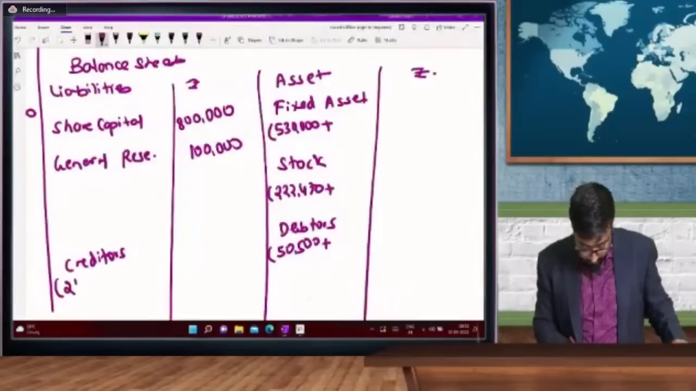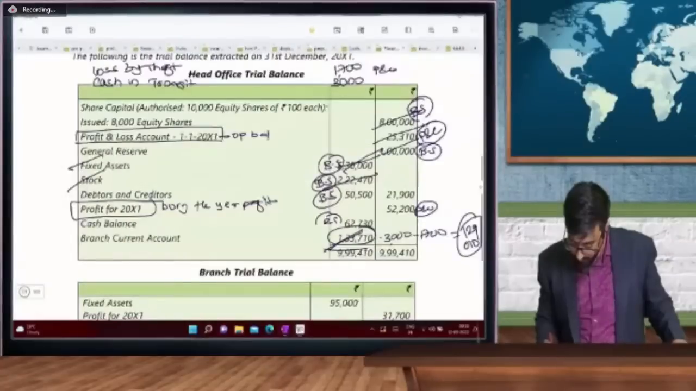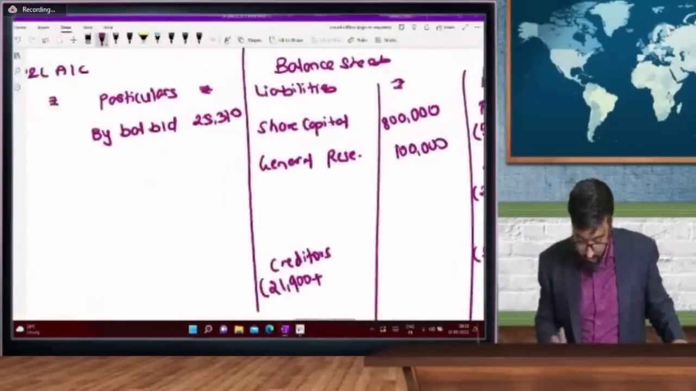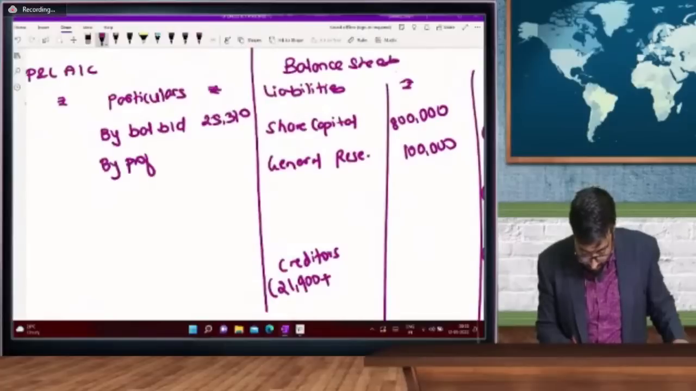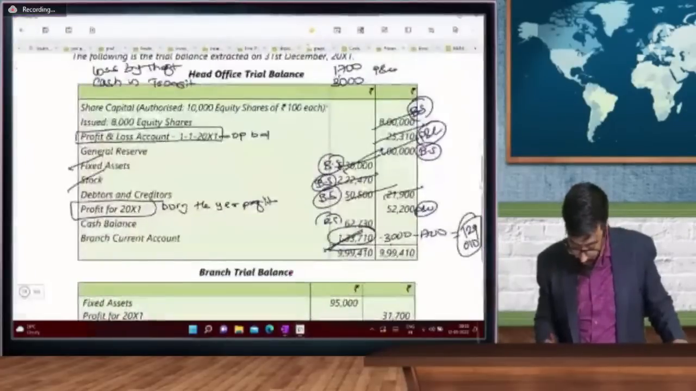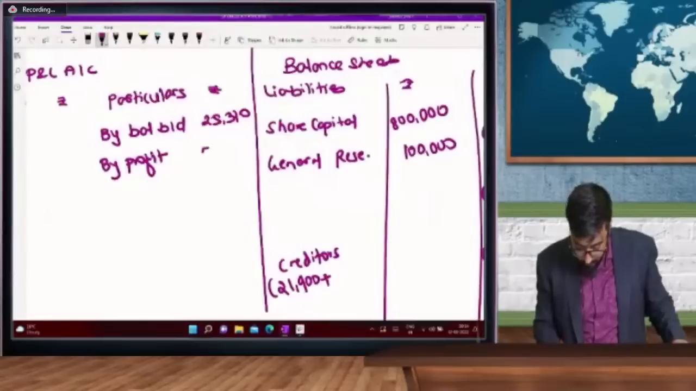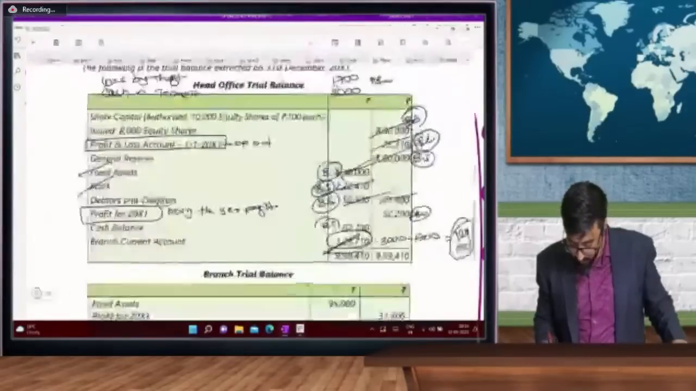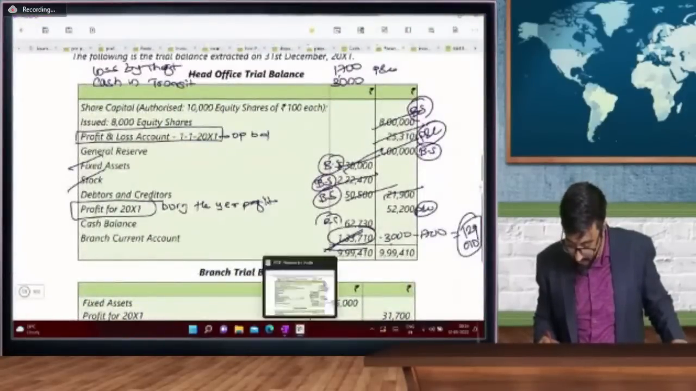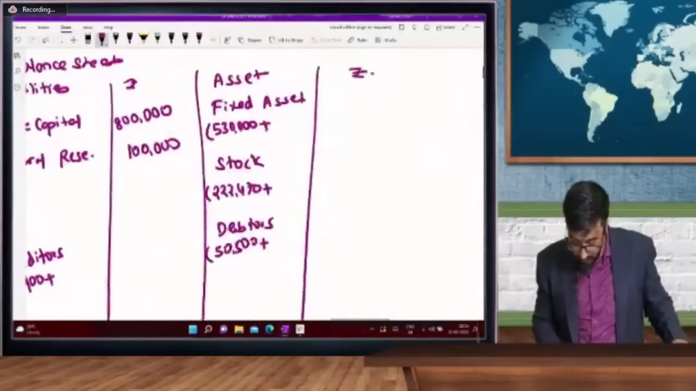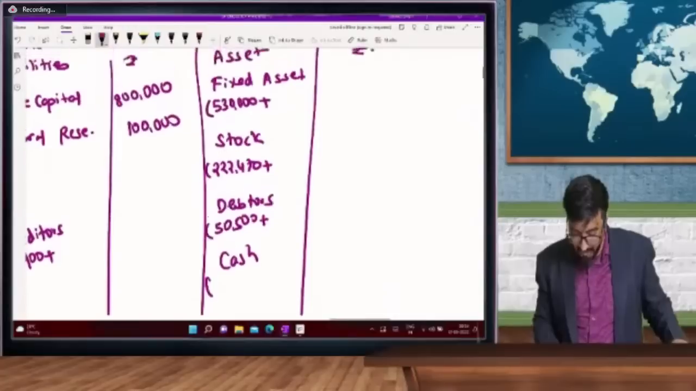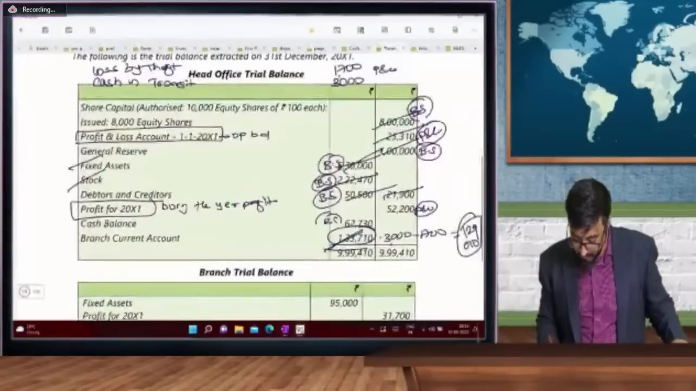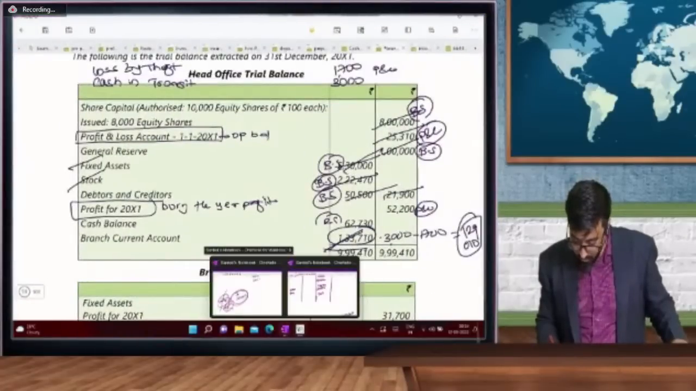Profit, 50,200. Cash balance, inner side. Cash balance in the balance sheet, asset side, inner side, beta, 62,730.